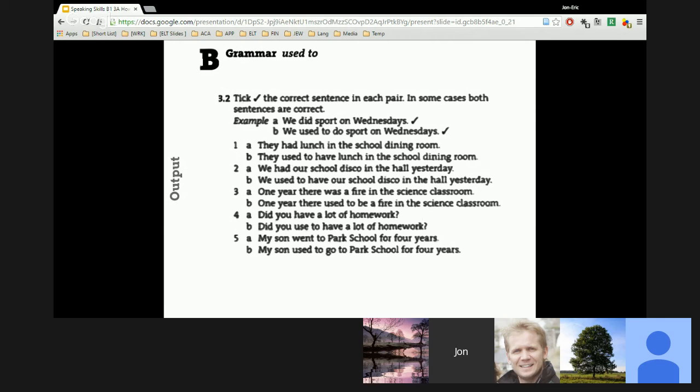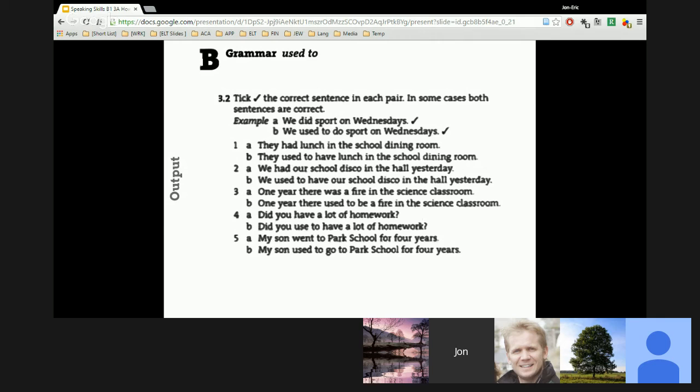Anna, number 3. One year there was a fire in the science classroom. One year there used to be a fire in the science classroom. Well, obviously A is correct and B is not. Unless it's a fireplace, right? Unless we set fire to the classroom every day, then B would be correct. One year, we used to set fire to the classroom every single day. Our teacher was really angry at us. Yes, you're right. B is incorrect because of one year.